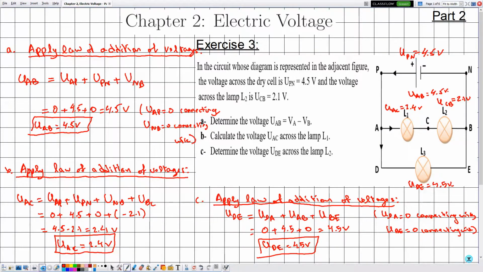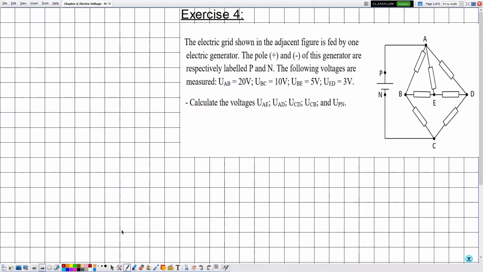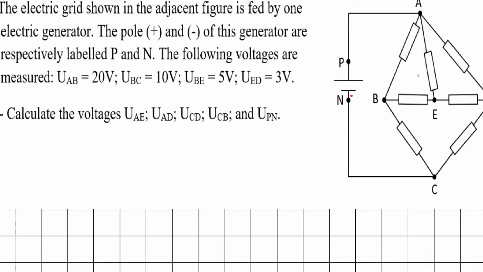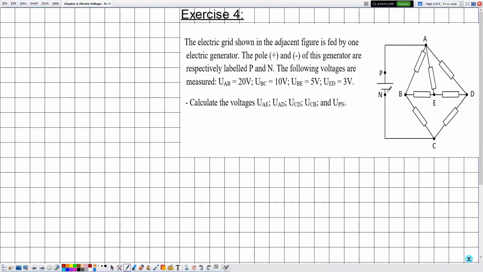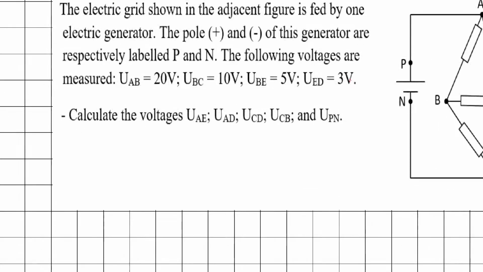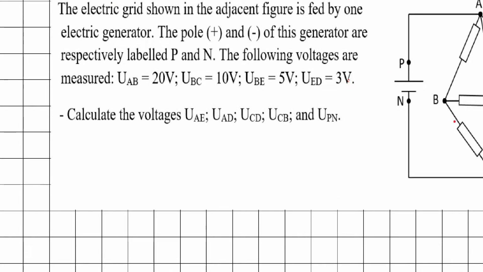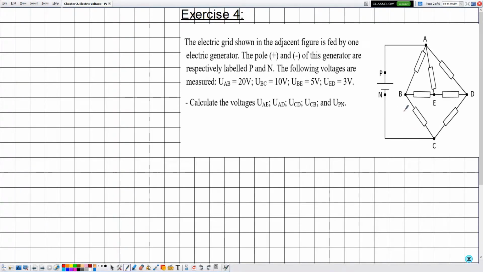Now let's move to the next exercise, which is exercise 4. They are telling me the electric grid shown in the adjacent figure. They mentioned the figure, so now we can use it. It's fed by one electric generator. So notice that this generator is a DC voltage source from its symbol. The pole plus and minus of this generator are respectively labeled by P and N. Okay. The following voltages are measured. So for example, we can measure these voltages using an oscilloscope or a voltmeter. Then UAB is equal to 20 volts.